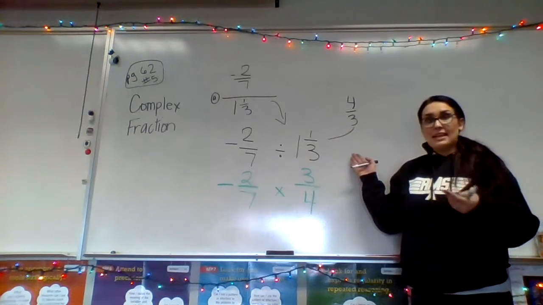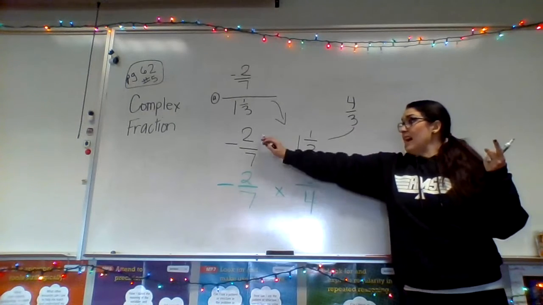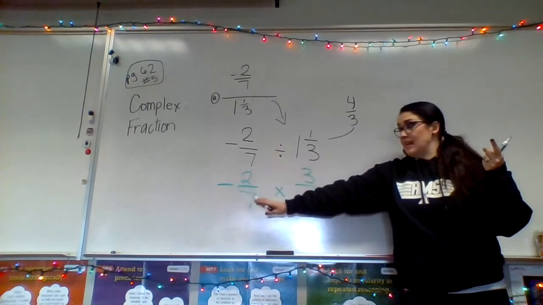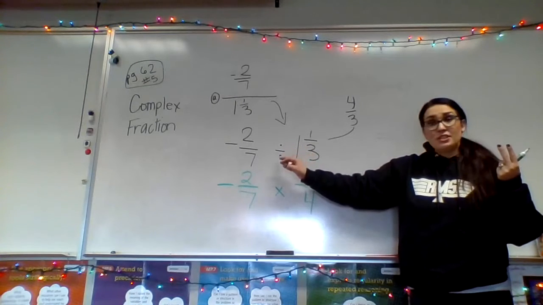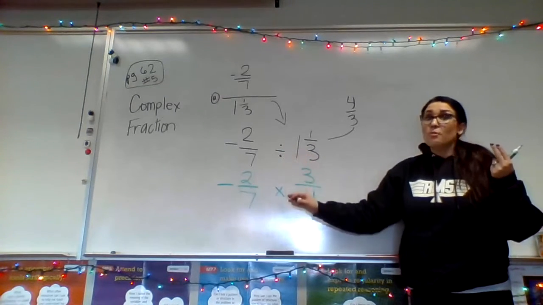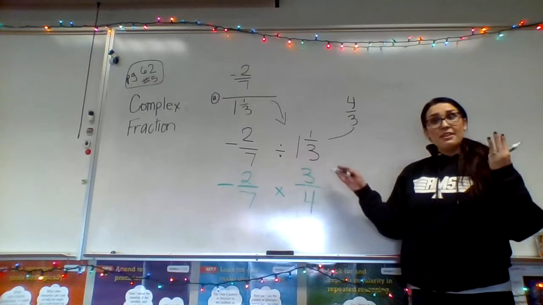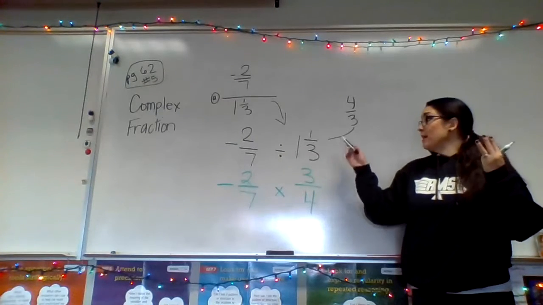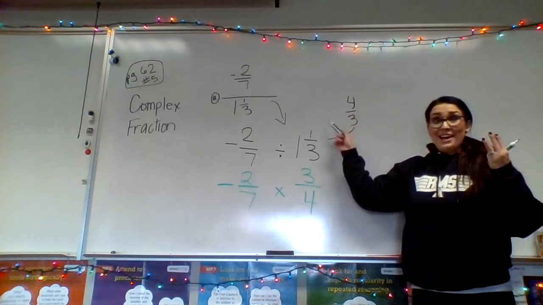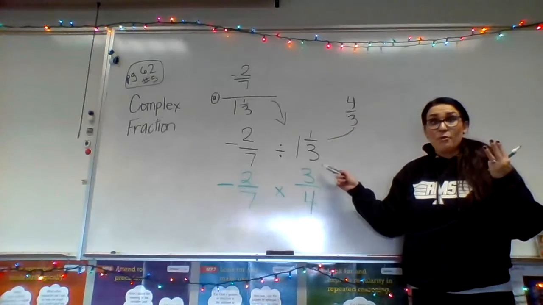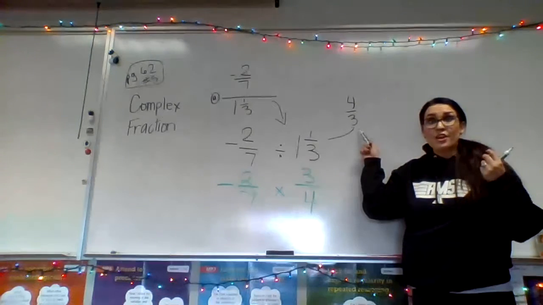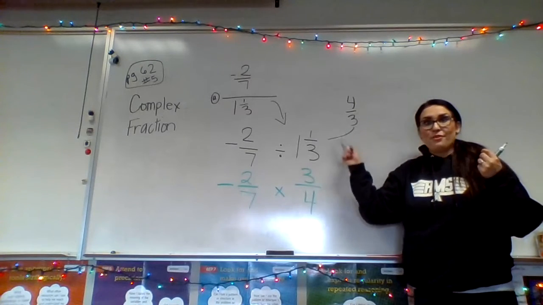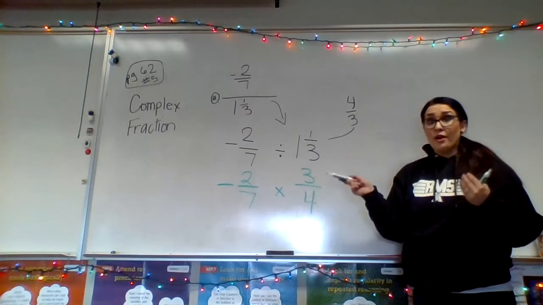So then what I did is I did my keep. I kept -2/7, that's the same. My change was my operation sign. I changed this from a division problem to a multiplication problem. And then third was that flip. So again, I took the reciprocal of my mixed number. When I had my mixed number, I wrote it as an improper fraction. I got 4/3. Then I used the reciprocal for that, and that got me 3/4.